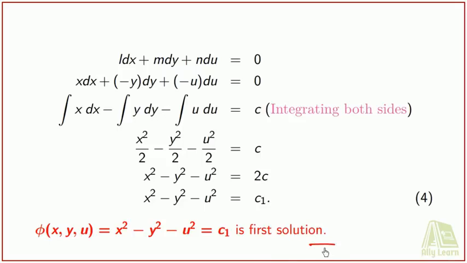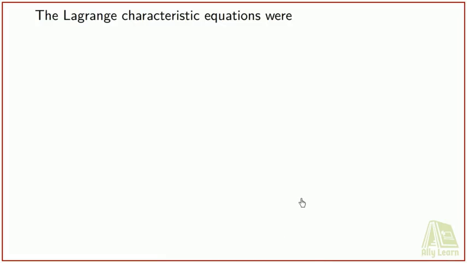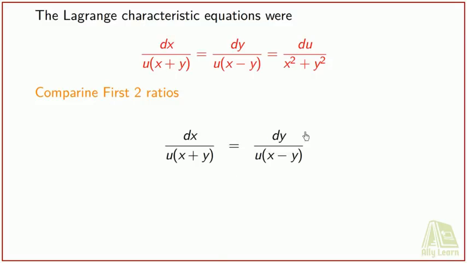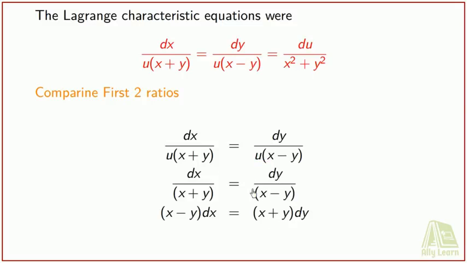Now I move on to find my second solution. So now again consider the Lagrange characteristic equations. For the second solution, what we do, we compare the first two ratios. So comparing first two ratios, we get this step. Now we cancel u on both the sides, and now we just cross multiply, and now we open the brackets.